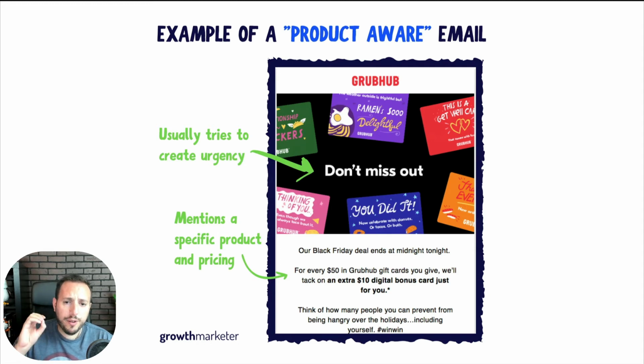So here's an example of a product aware email from Grubhub, and you can see here that they're trying to create some urgency with the don't miss out text, and they're also mentioning a specific product and pricing, because again, they're talking about the product.